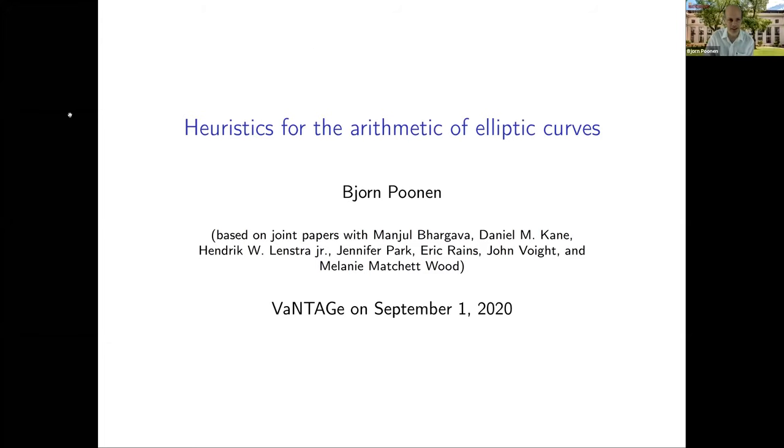Okay, thank you, everybody. So I'm going to talk about heuristics that try to predict whether the ranks of elliptic curves over Q are bounded or not. Let me start by saying that what I'm going to talk about is joint work with a lot of people in a lot of papers. I've listed all the authors here, some of whom were in multiple papers. All right, let me get started.